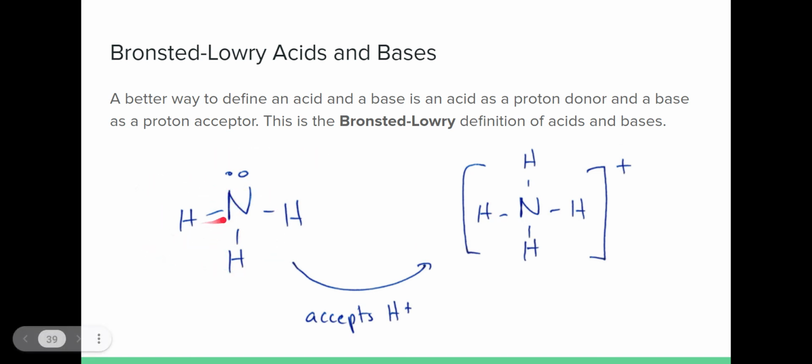NH3, which is 3 hydrogens bonded to nitrogen with a lone pair of electrons, ammonia, can actually accept a proton from something else and become ammonium with a +1 charge. In this case, ammonia is behaving like a Bronsted-Lowry base because it's accepting an extra hydrogen ion from something else to become a new chemical substance.